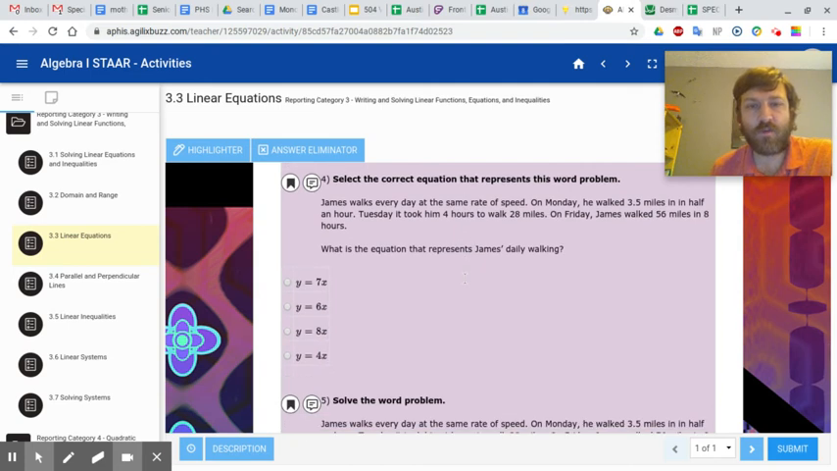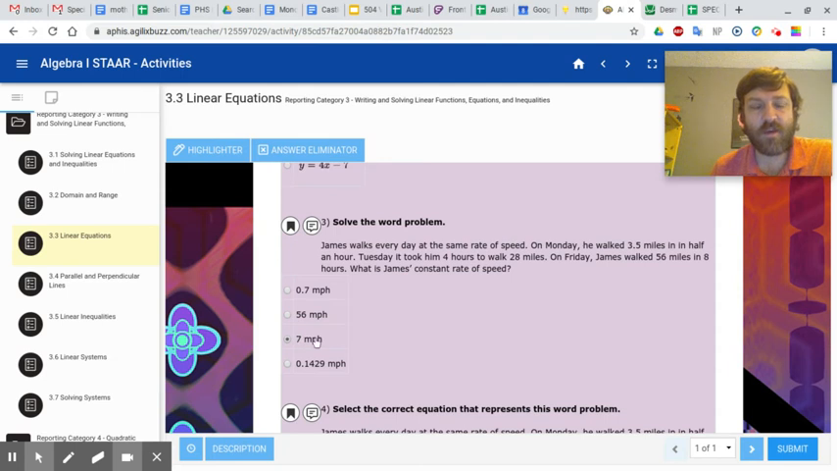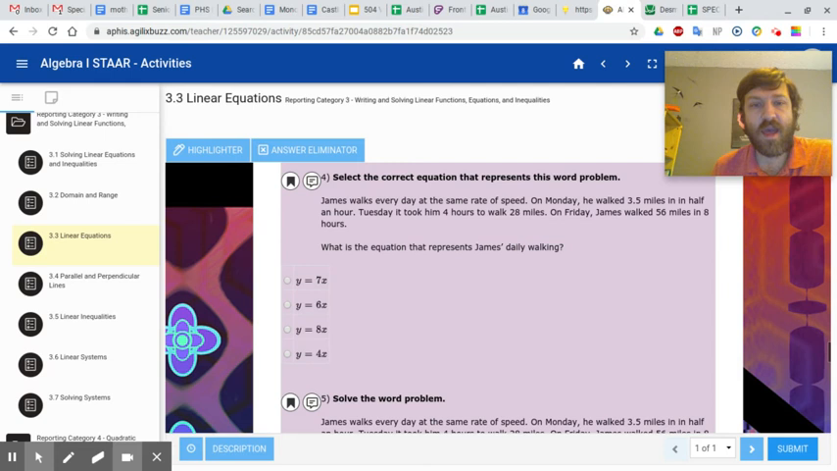Then it asks us to put that information into an equation. It should be pretty clear from what we've done so far that y equals 7x is the answer. That idea is because 7 miles an hour is his rate of speed, which is equivalent to the idea of slope, because he's changing 7 miles every hour. And so that is like a slope. It's a rate of change. So that's why we choose this answer.